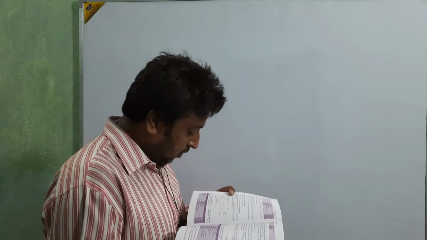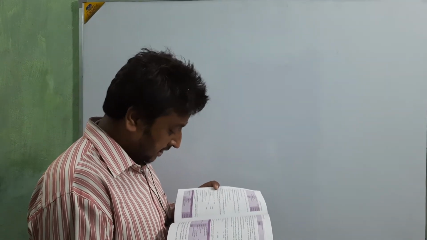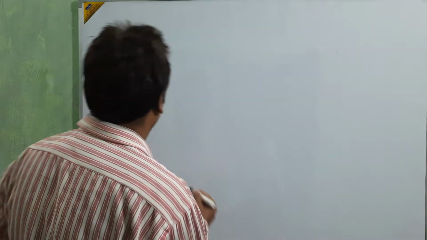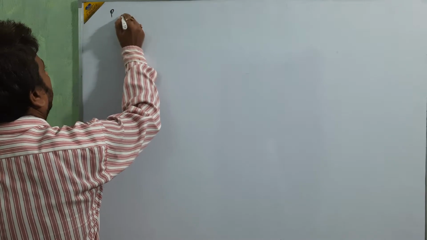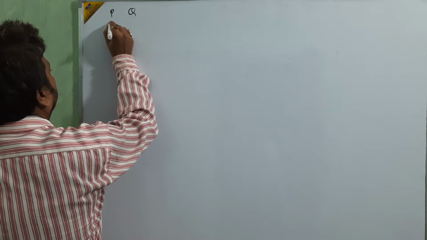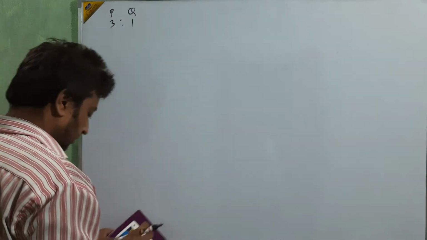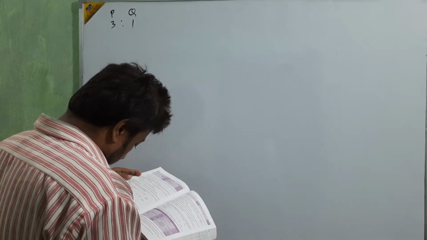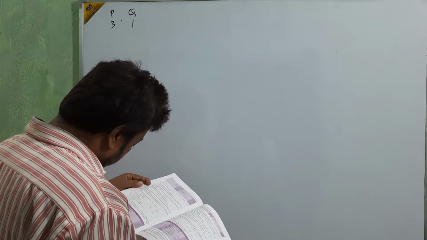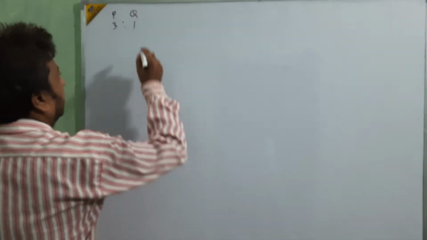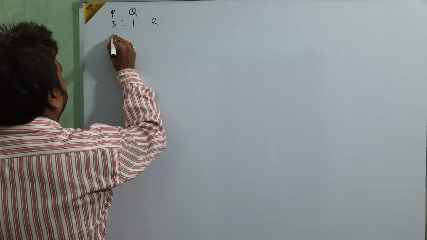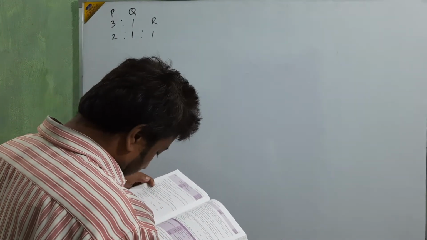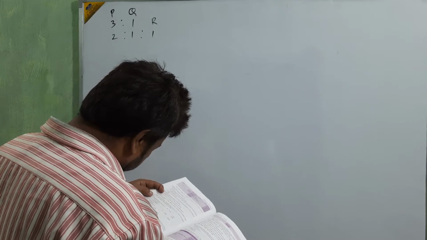P and Q are the partners. Their profit sharing ratio is 3:1. R is admitted into the partnership, and then the profit sharing ratio changes to 2:1:1. The balance sheet of P and Q is given.